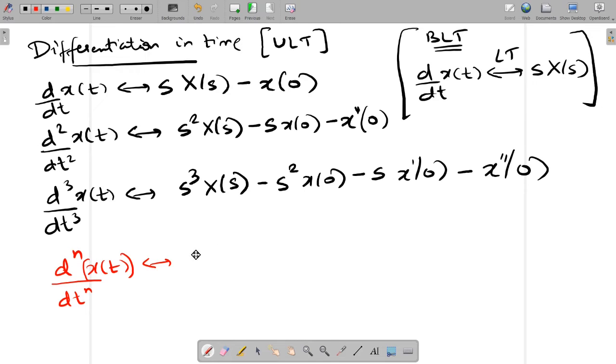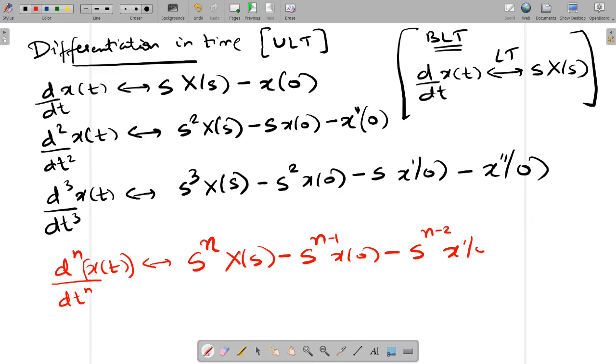General formula is s raised to n x of s minus s raised to n minus 1 x of 0 minus s raised to n minus 2 x dash 0 minus s raised to n minus 3 x double dash 0 minus so on and so forth, till x raised to n minus 1 of 0.